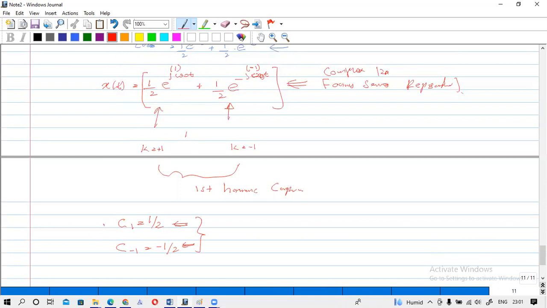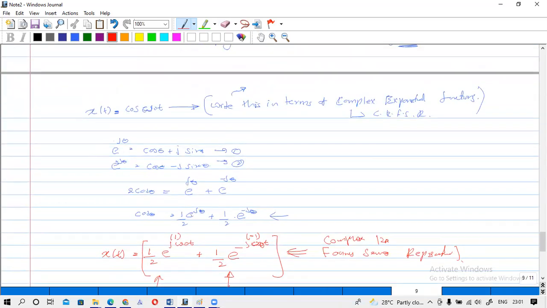Okay, so these are the complex coefficients. So you can see that although we are telling that these are complex coefficients, these are not complex values, no, these are real values. But normally we refer to these as complex exponential Fourier series coefficients. In the previous example, I have described these things.